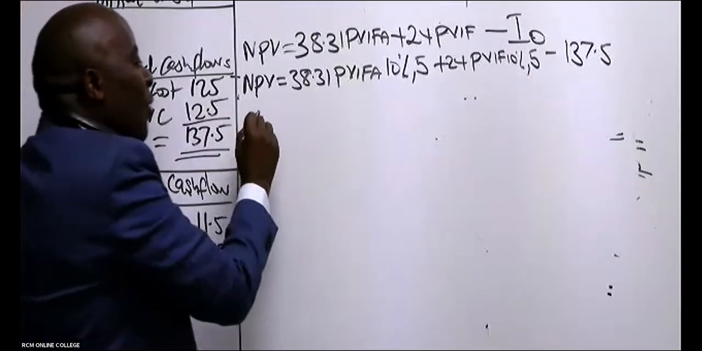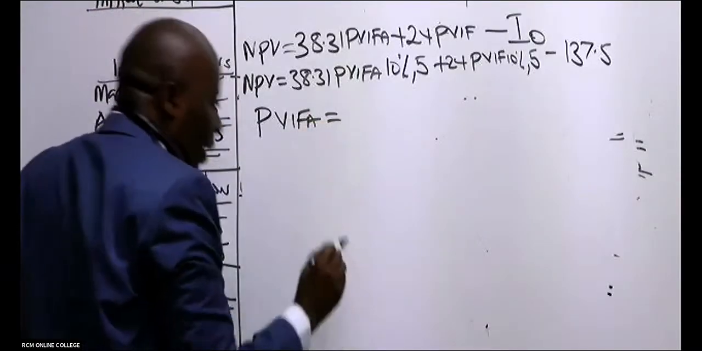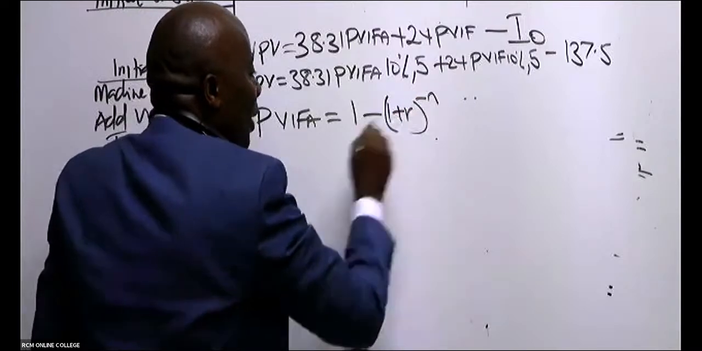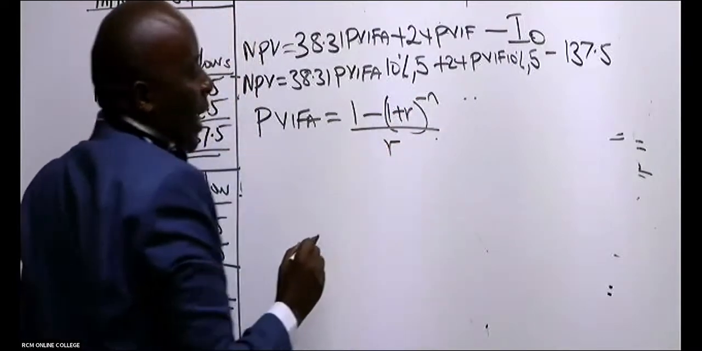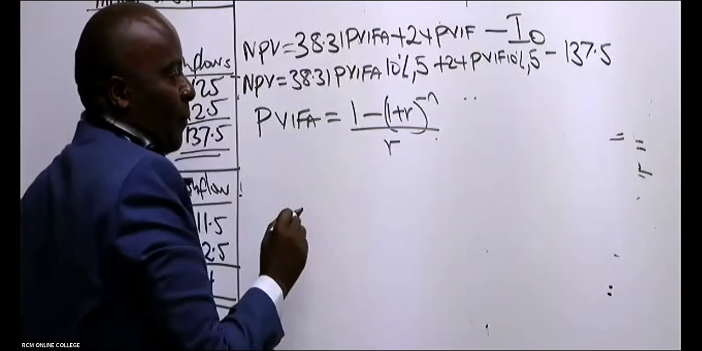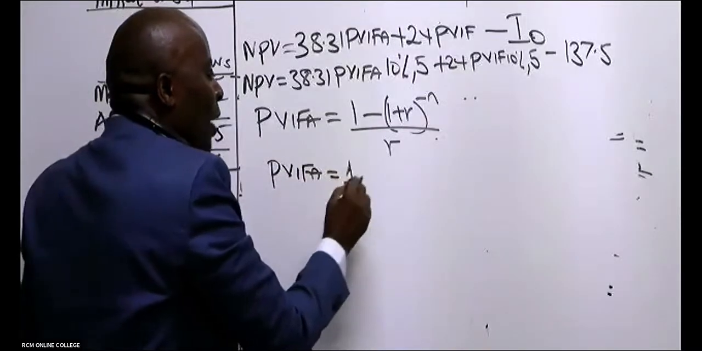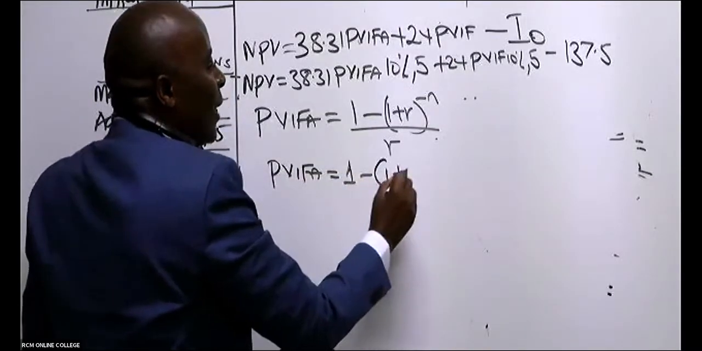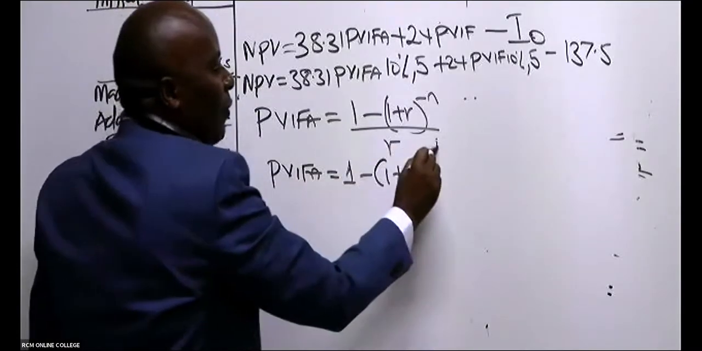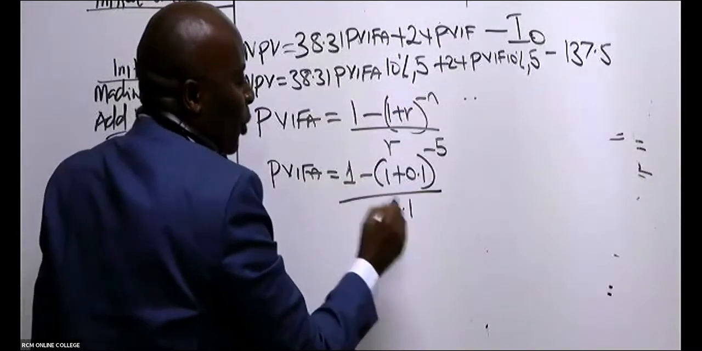I'll always advocate for you remembering the formula. Remember the formula of PVFA is 1 minus 1 plus R raised to negative n, everything divided by R. R is the cost of capital, the required return. So in that case, PVFA will be 1 minus 1 plus 0.1 raised to negative n, 5 years, all over the required return, which is our cost of capital, which is 0.1.